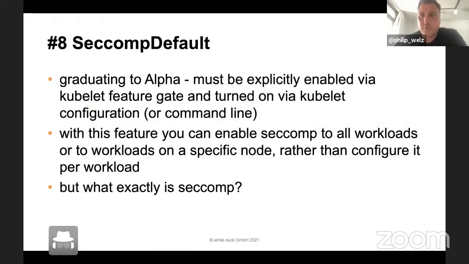Then the next security feature is the SeccompDefault profiles. It has graduated to alpha. We also have to enable it via feature gate and in the kubelet configuration. Now we can create Seccomp profiles for the whole workload or for a node, rather than configuring it per workload as before, because the earlier version meant we had to set a profile and enable it per workload. This changed now. We can just enable Seccomp and then we have it for all our workloads.